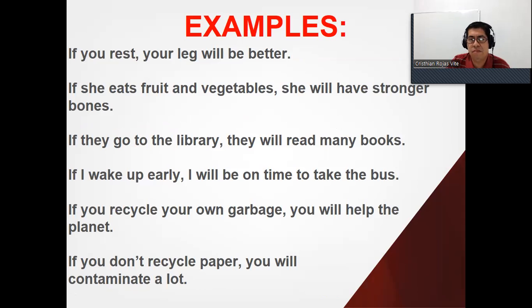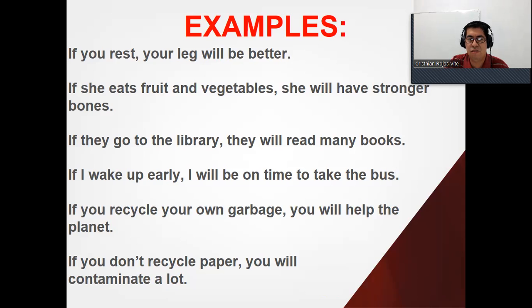Continuing with more examples. Well, if you rest, your leg will be better, especially because you had a car accident and you need to be resting a lot of time, your body especially. So if you rest, your leg will be better, or you will feel better. If she eats fruits and vegetables, she will have stronger bones. So maybe next time, if you don't want to suffer any injuries, you know that you need to eat a lot of fruit and vegetables, right? That's the key.